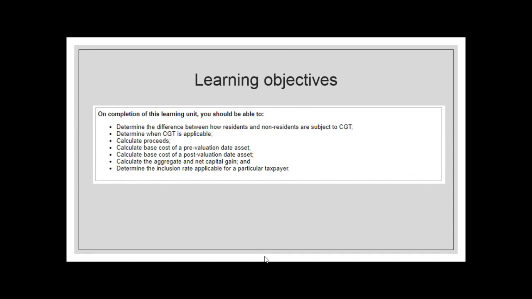Then they say you should be able to calculate the aggregated and net capital gain. So aggregated capital gain is all the gains, and net capital gain is the aggregated capital gain less any assessed capital losses that was carried forward. And the inclusion rate for your companies is 80%, but if they give you a sole proprietor, which is an individual, it's 40%. Okay. And for the individual, you also get an additional annual inclusion deduction of 40,000.